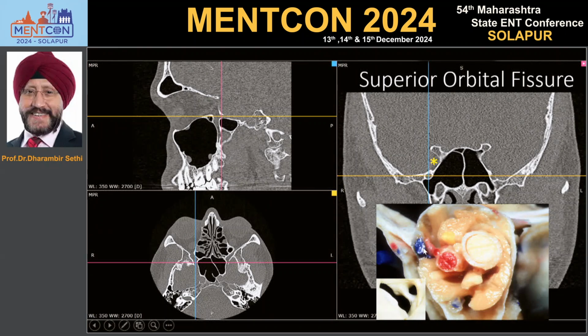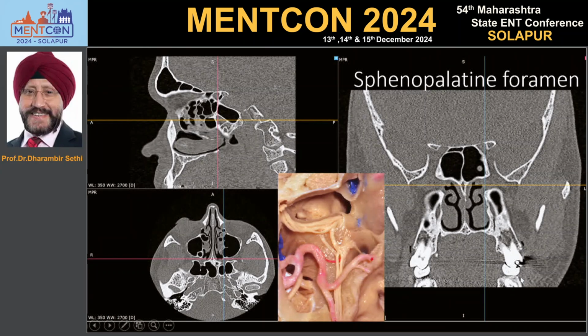These are, and of course this is the optic nerve, ophthalmic artery, superior ophthalmic vein, and the inferior ophthalmic vein. These are the contents of the orbit.